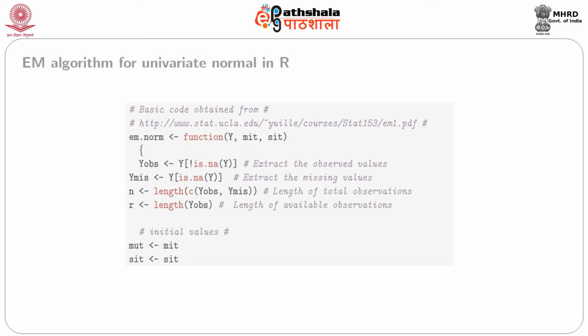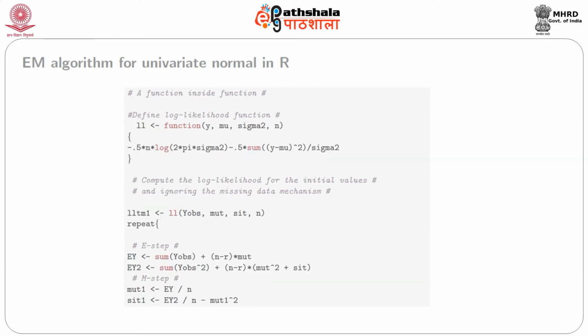What is the objective here? The objective is to estimate the mean and the standard deviation for a univariate normal distribution having some missing observations. Now comes the body of the function. In the body of the function, we have the vector y.